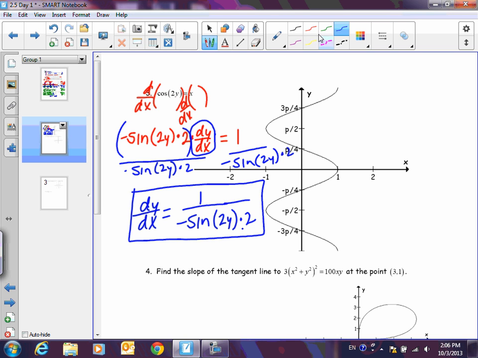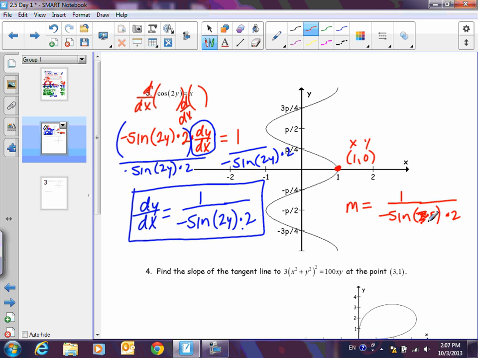So this one's a little bit easier to find the slope. So I want to do that with this point right here. This is the point 1, 0. All right, let's plug that in. Remember, this is our x, this is our y. So if I were to plug 1, 0 in, I'm actually only plugging the 0 in for y. So that would give us 1 over negative sine of 2 times 0 times 2. Okay, well that's just 0.